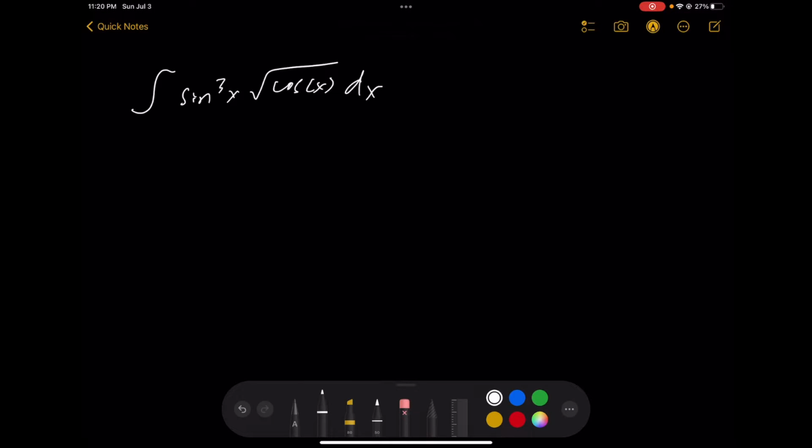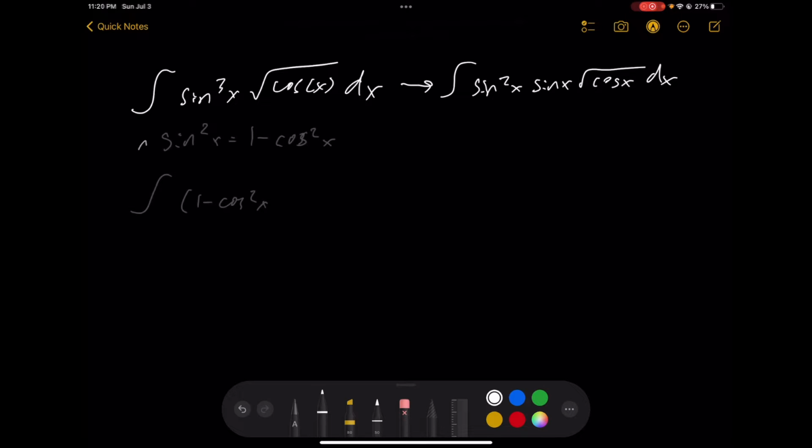This first question is the integral of sine cubed x times square root cosine x dx from written project 2. We instantly know that we can break this into the integral of sine squared x times square root cosine x dx. And we know that the trigonometric identity of sine squared x is equal to 1 minus cosine squared x. So we can now rewrite the integral as the integral of 1 minus cosine squared x times sine x times square root of cosine x dx.